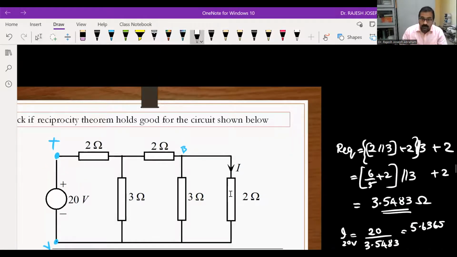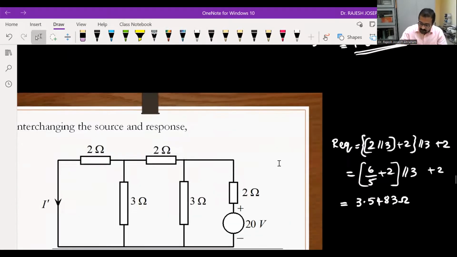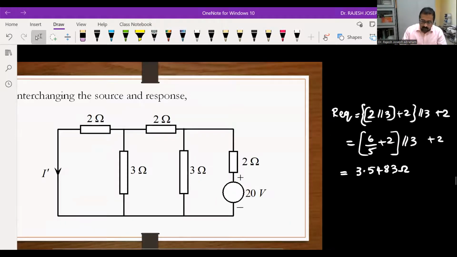What did we get previously? Again, same value, 3.5483 ohms. So here also we are getting 3.5483. Now, how can you find this current I dash? How will you find current I dash? For that, you need to find what's the current at point X and Y.